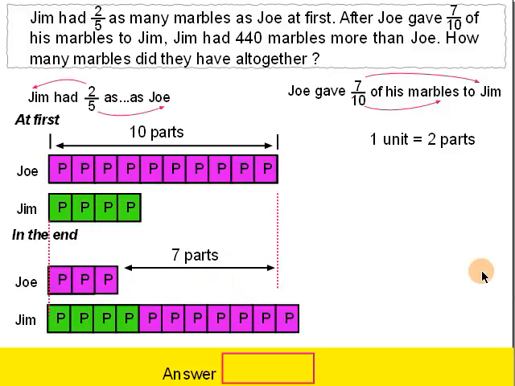Okay, then the question told us that Jim in the end had 440 marbles more than Joe. So that means Jim's model is 440 longer than Joe's. See that? In the end.